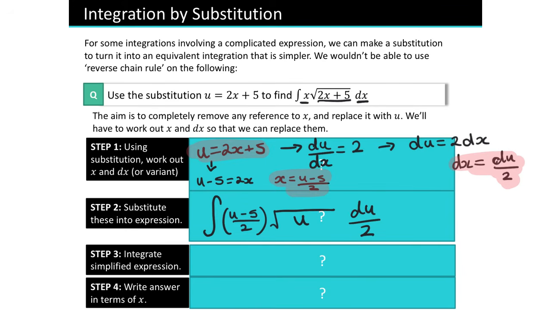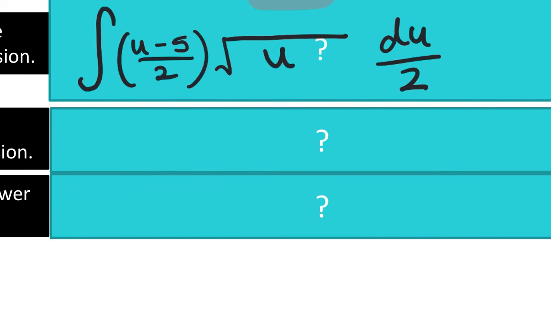Okay guys, now I've substituted everything back in. This is why it's called integration by substitution. Now before I integrate this, I'm going to expand, simplify, rearrange, because the whole point of this is going to make our life easier. So are we ready? Let's zoom in and let's do this step by step.